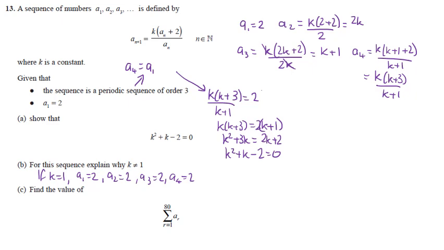Which is a sequence. Okay, there's no problem with that. But the problem is that this is not periodic order 3. In fact, this is periodic order 1. Every term is immediately the same as the previous one.